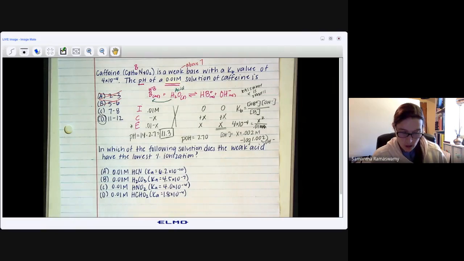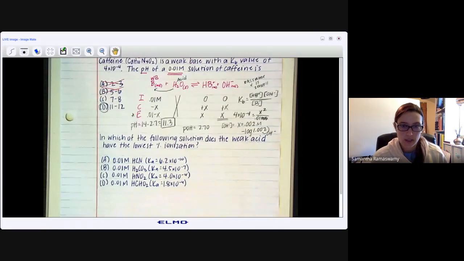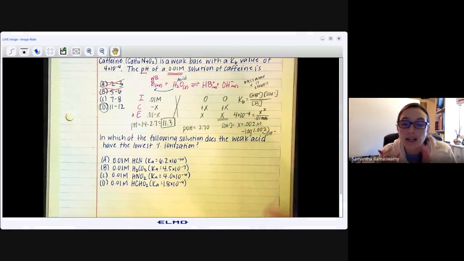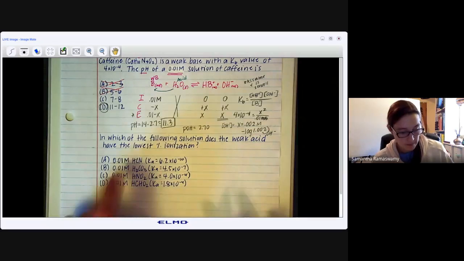And the last multiple choice question that is listed here says, in which of the following solutions does the weak acid have the lowest percent ionization? So you do not need to calculate the percent ionization for each of these. Oh my gosh, that's going to take so much time. You don't have to do that. Here's what I just want you to think about: think about it conceptually. They're all the same molarities.